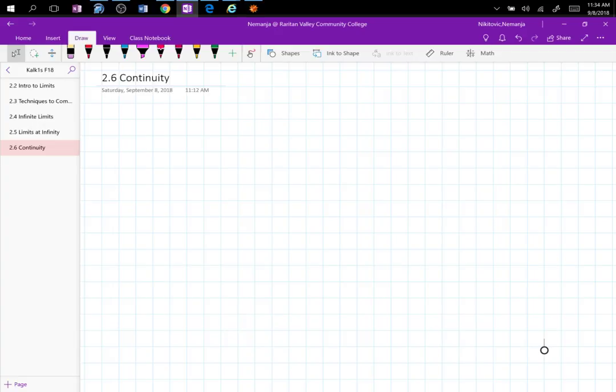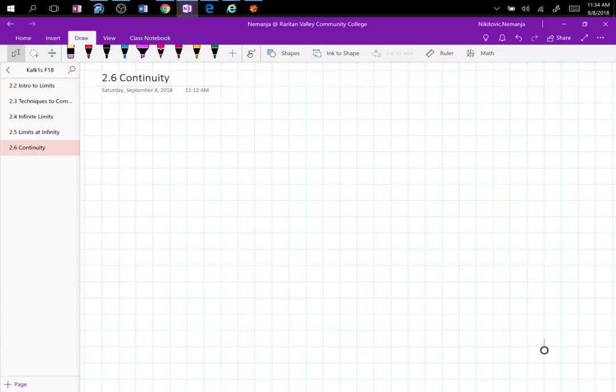but the way to think of it is when you see a function already drawn, if it's one continuous stroke, it's continuous.